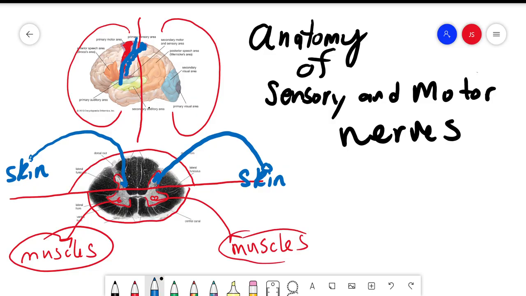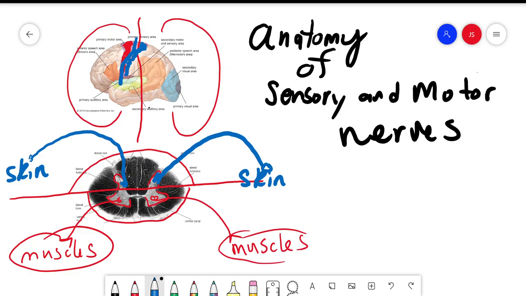The sensory nerves are coming into the back of the spinal cord, then they go up and they synapse eventually with the primary sensory cortex, which is behind the motor cortex. Then the motor cortex sends signals down through the spinal cord, which eventually synapse here in the ventral horn, and then they go out to the muscles to move.